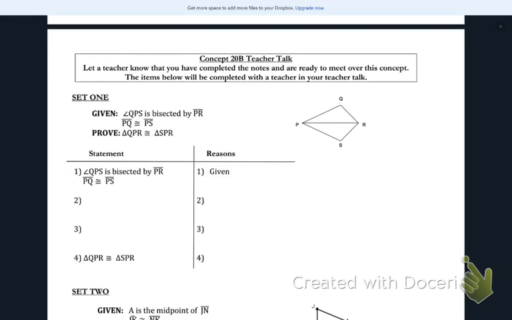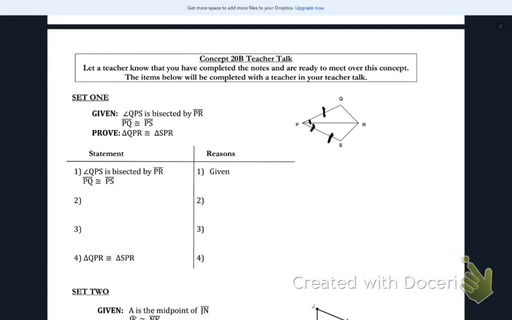And so from what we know about an angle bisector, it cuts an angle into two congruent pieces, meaning this part is going to measure the same as this part. So those two angles will be congruent. It also says in the given that side PQ, this one here, is congruent to side PS. And they want us to prove that triangle QPR is congruent to triangle SPR.